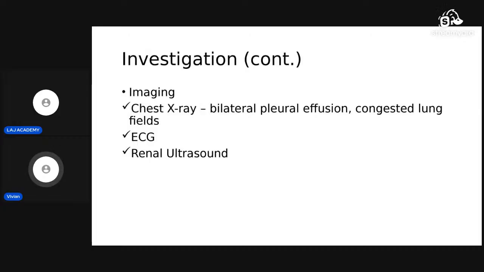Then the imaging would include the chest X-ray. In the case, we were given chest X-ray findings of bilateral pleural effusion and congested lung fields. And because we are also suspecting heart failure, we might want to be doing ECG and echo, and then renal ultrasound because the second differential is AKI.